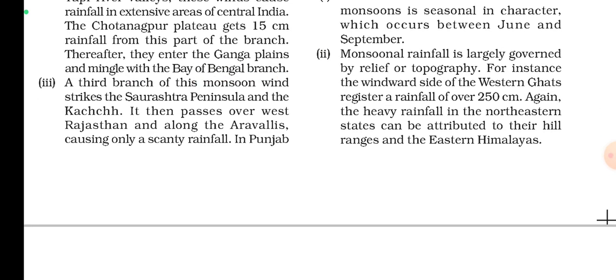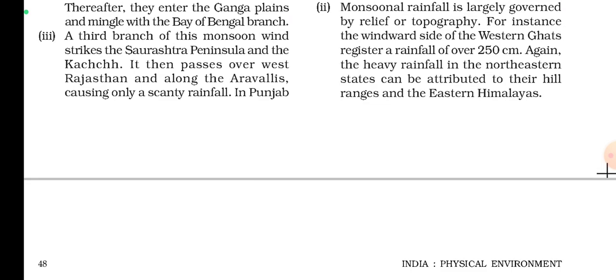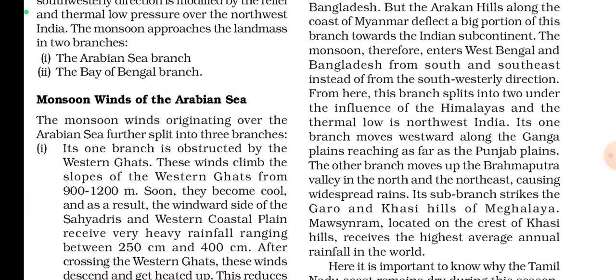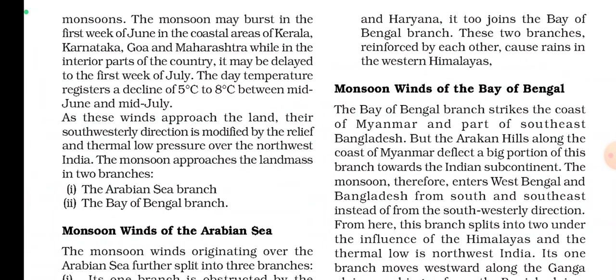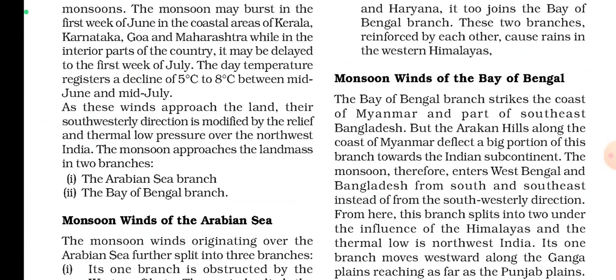Okay. Then a third branch of this monsoon wind strikes in Saurashtra peninsula and the Kutch. It then passes over West Rajasthan and along the Arabian Ridge, causing only a scanty rainfall. In Punjab and Haryana, it too joins the Bay of Bengal branch. These two branches, reinforced by each other, cause rains in the western Himalayas.